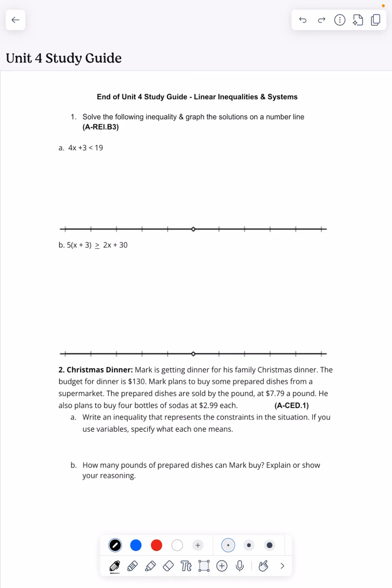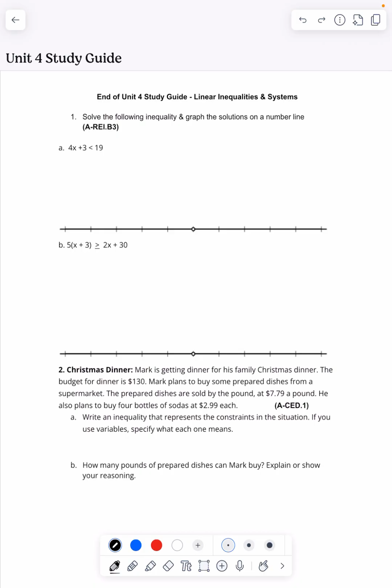So we're gonna start by looking over the unit study guide for linear inequalities and systems. You may be watching this before taking the exam or after taking the exam, in case you need to make up any of these questions. But let's start with the first one.